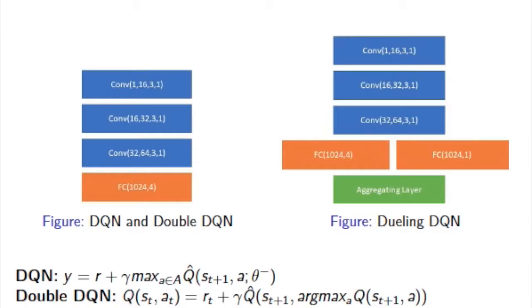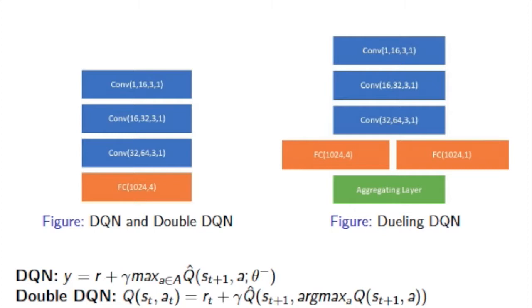We have used 3 different deep reinforcement learning algorithms: deep Q-learning, double deep Q-learning, and dueling deep Q-learning. So DQN and double DQN have the same architecture. We have 3 convolutional layers and a fully connected layer. The only difference between the two is the formula by which we update the target Q value.